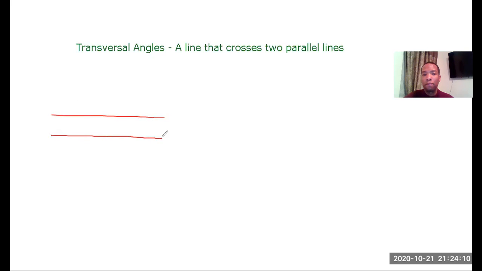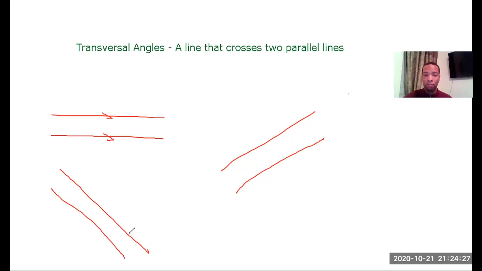Before we get into anything, I want to identify what two parallel lines look like. Two parallel lines, one could be that way, those two lines are parallel because they are beside each other, going in the same direction. These two lines are parallel. These two lines are parallel.